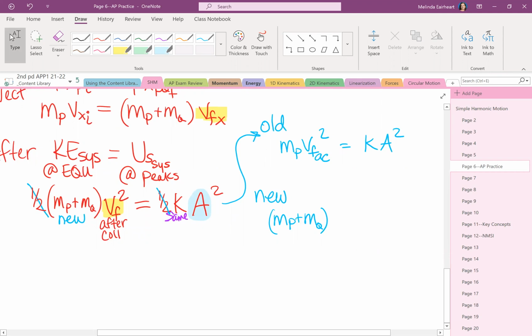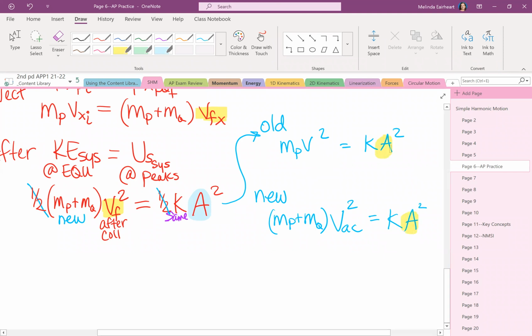Oh, I guess old doesn't have a collision. Never mind. So it's just the velocity of the oscillation. But when you have the collision, this velocity turns into something else after the collision. Okay. And so we're trying to figure something out about these A's, right?